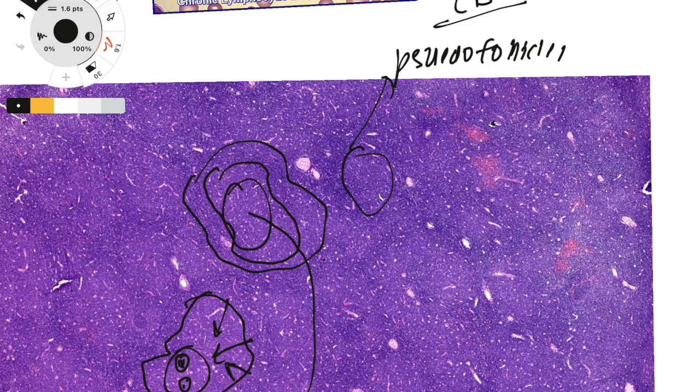So yes, in Robbins there is a line which says that we see a lot of proliferation centers in the lymphoid tissues. So this is what we call proliferation centers. These pseudo follicles are what they are called, proliferation centers. So yes, this is how we make it out.